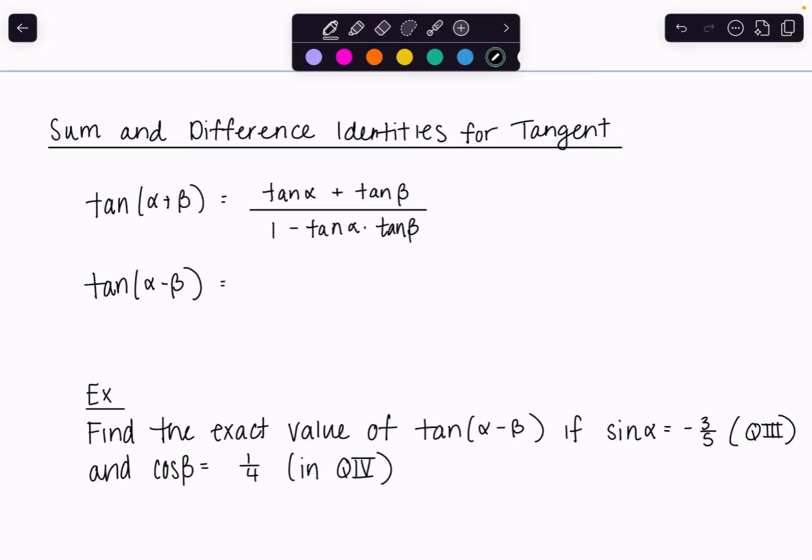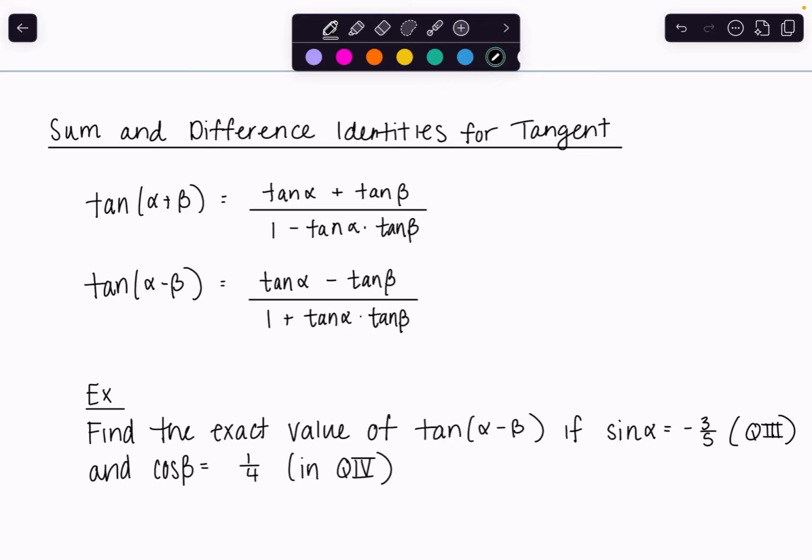The same identity holds for the difference. It's just the signs are the opposite. So when I'm subtracting, you get tangent of alpha minus tangent of beta. And then the bottom turns to positive. So 1 plus tangent of alpha, tangent of beta. Okay.